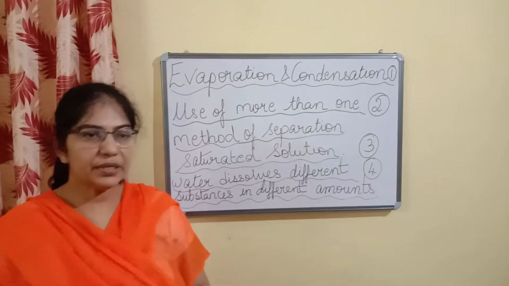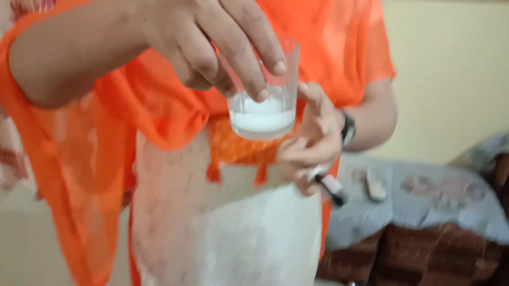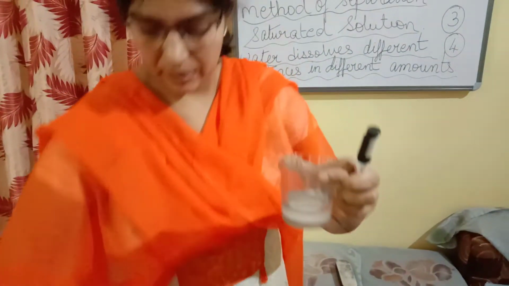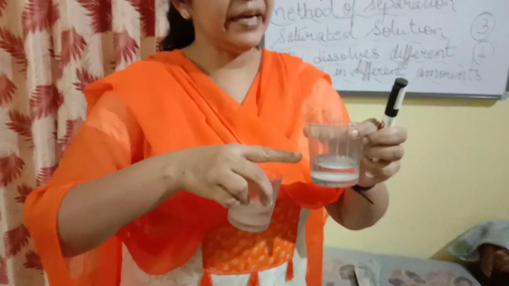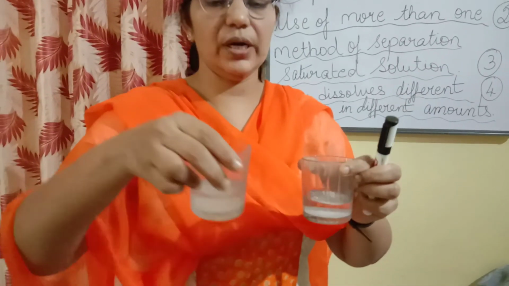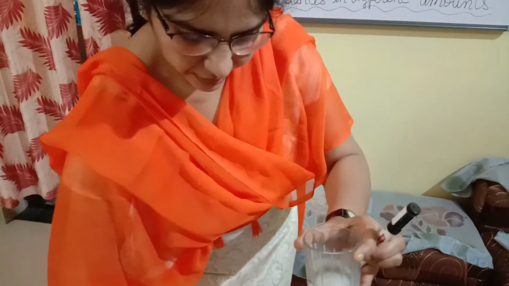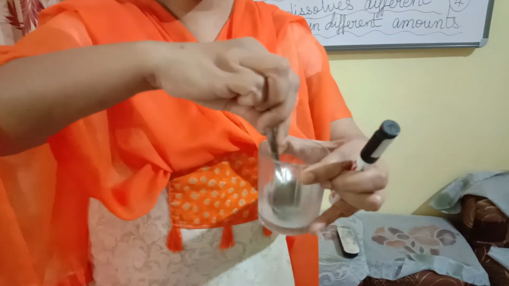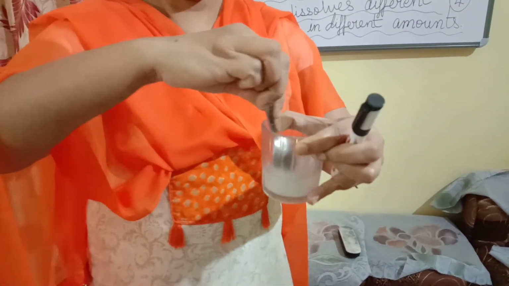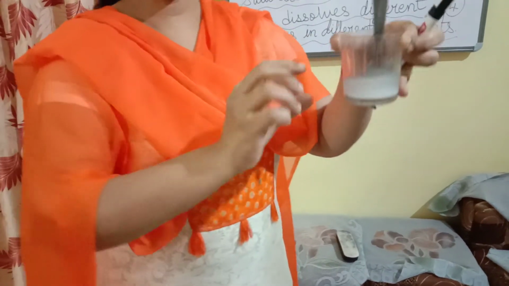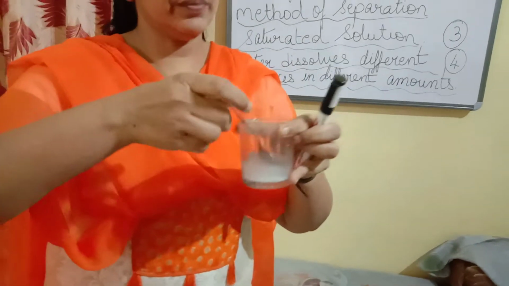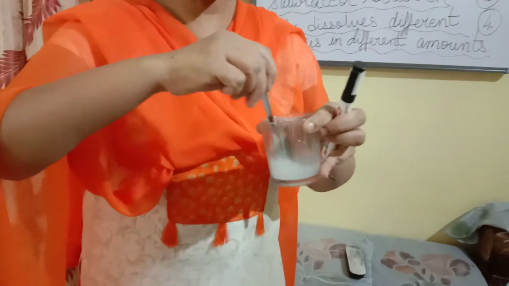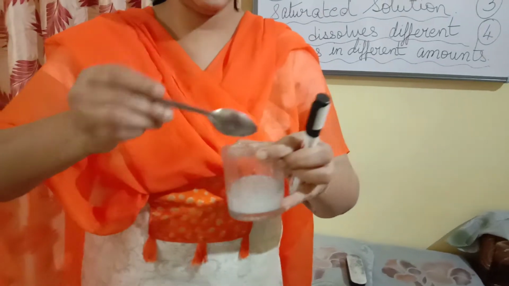See, for example, children, I have taken here equal amounts of water. In one, I have added roughly 2 to 3 spoons of salt. But only to a certain level has the salt dissolved, children. Now I am putting a little more salt, but now salt is not dissolving in it. See, because water is less and salt is more. If I add water to it, then the salt will dissolve. I have just taken less water in order to explain it to you fast.